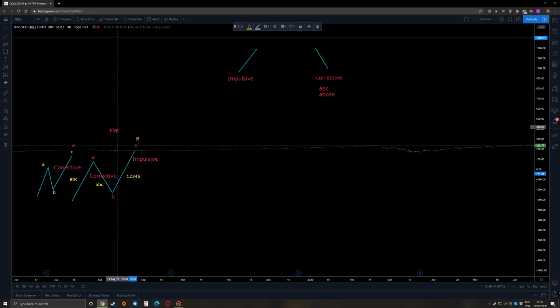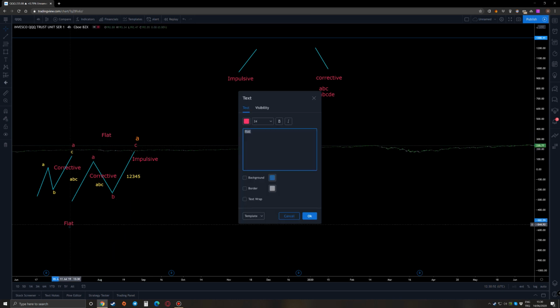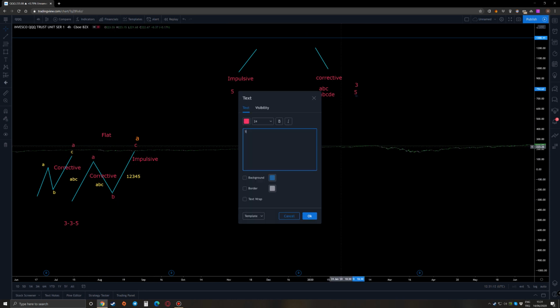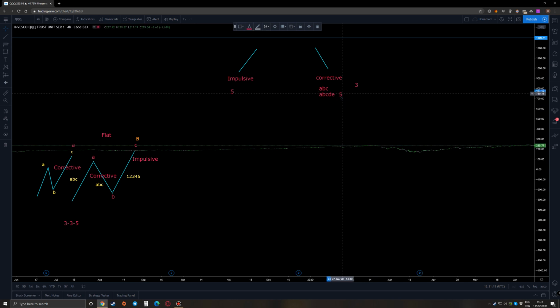Okay? So, whenever you see a flat, you have to think that it is 3, 3, 5. Now what does it mean? Well, this means this. Impulsive moves are 5 waves. These corrective moves are 3 waves. Look, A, B, C. Now, the triangle is 5 waves, but the difference between the triangle and the flat and zigzag, the zigzag that I will show you right now after this, is the triangle.